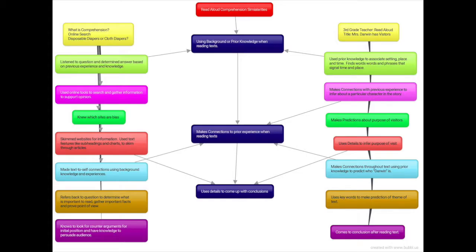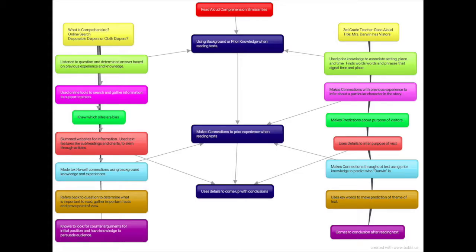The second text is a narrative read by a third grade teacher. She is reading Mrs. Darwin Has Visitors. As she reads, she starts using her prior knowledge to associate the settings, place, and time. She finds phrases like household accounts, which she refers to as words from back in the day. This knowledge of language helps her set the story accurately.